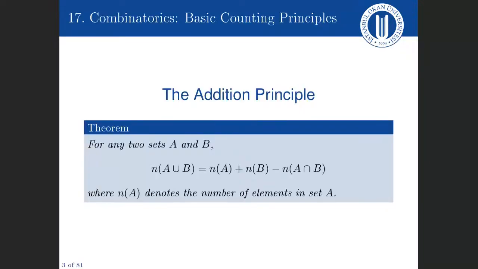Start very basic. If we have two sets A and B, and if we want to count the number of elements in the set A union B, the formula that we use is the number of elements in A union B is the number of elements in A plus the number of elements in B. And so that we don't count anything twice, we do minus the number of elements in A intersection B.